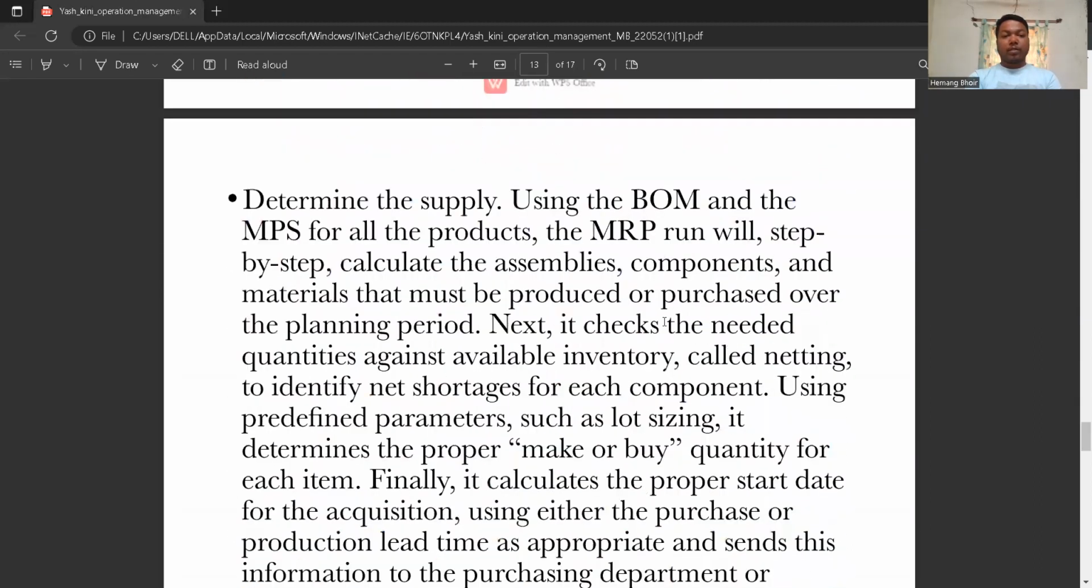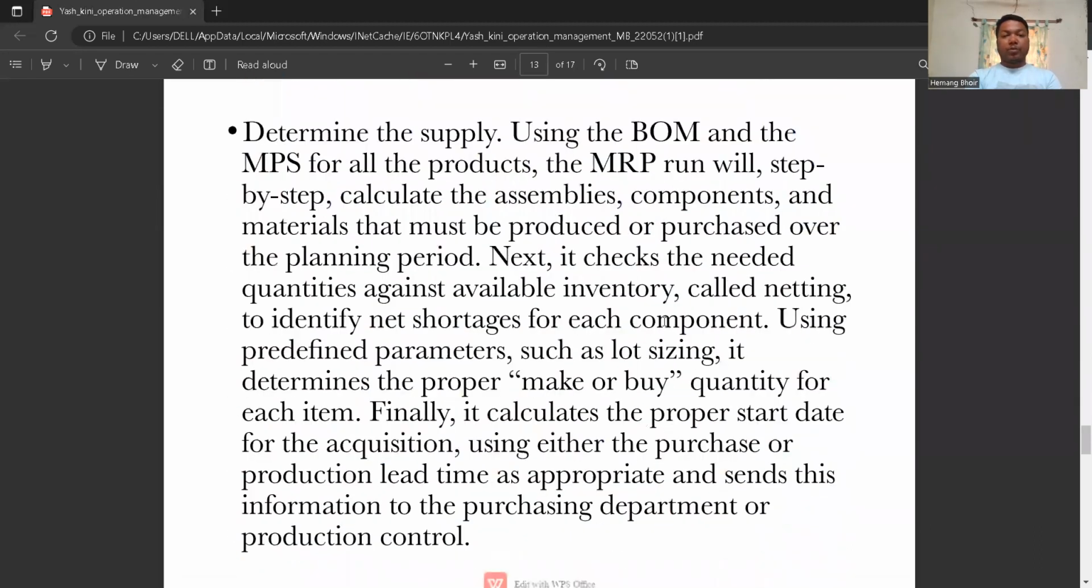Okay. So the third point is determine the supply, using the bill of materials and the MPS for all the products. The MRP run will calculate step by step the assemblies, components, and materials that must be produced or purchased over the planning period. Next, it checks the needed quantities against available inventory, identifying shortages for the components.